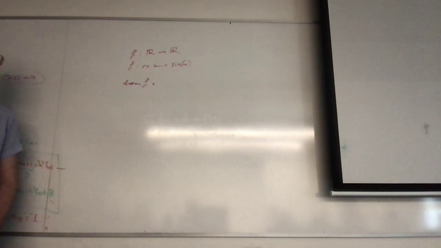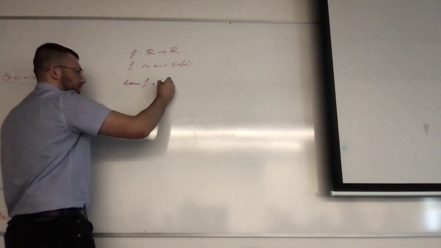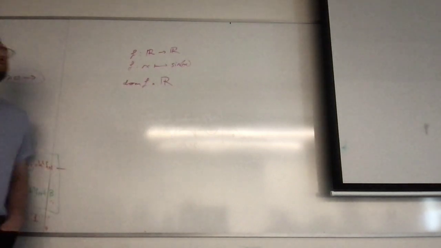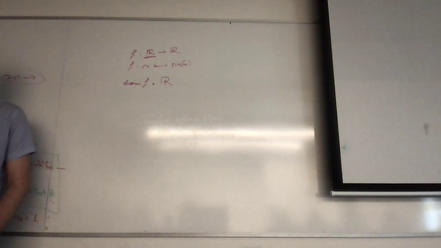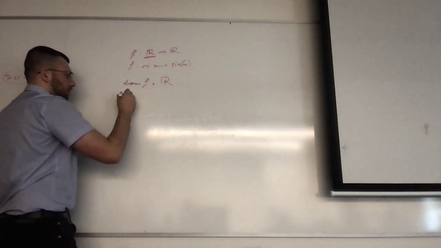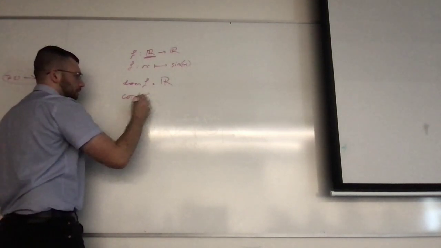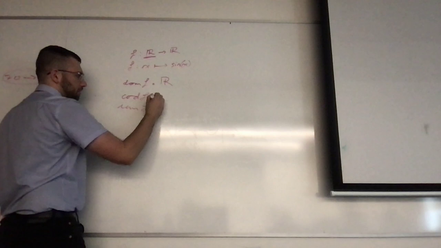R, right? So the domain is the set of all things that you could input into the function, and it's always going to be this, right? It's always going to be the first set. So then I'm going to ask, what's the codomain of f, and what's the range of f?